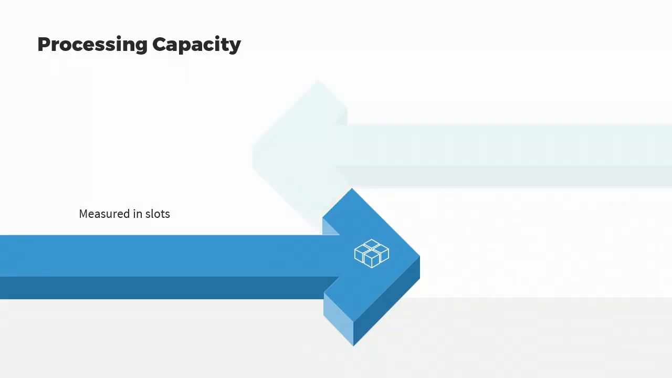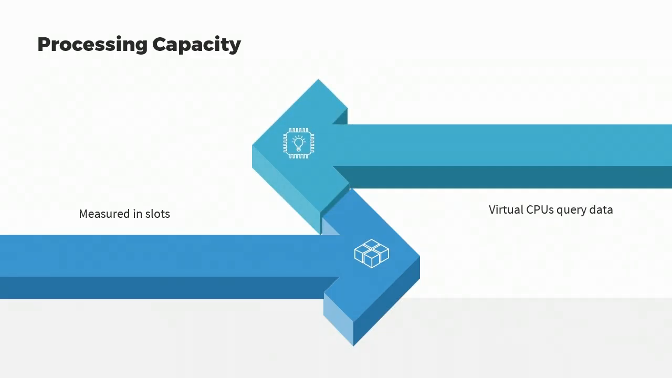But there is a catch here. Since these are virtual CPUs that query our data, the more virtual CPUs that we have, sure, our system is faster, but we pay more for that. So we have to make sure that there's a bit of a trade-off here. Your queries can run within that capacity, and you pay for that capacity continuously every second it's deployed.